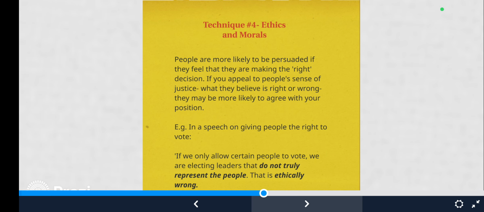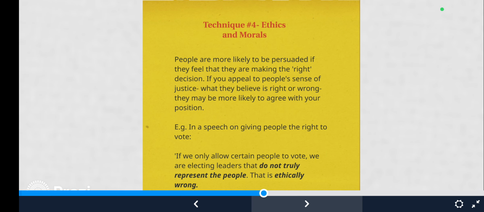So, for example, people are more likely to be persuaded if they feel that they are making a right decision. If you appeal to people's sense of justice, what they believe is right or wrong, they might be more likely to agree with your position.